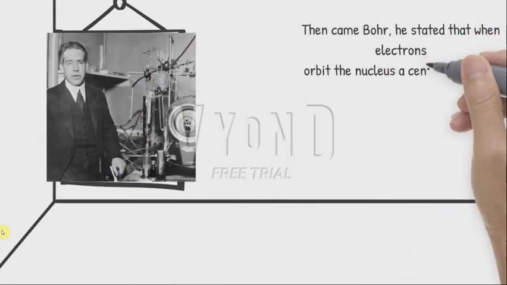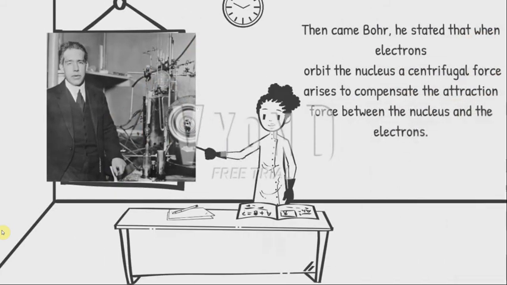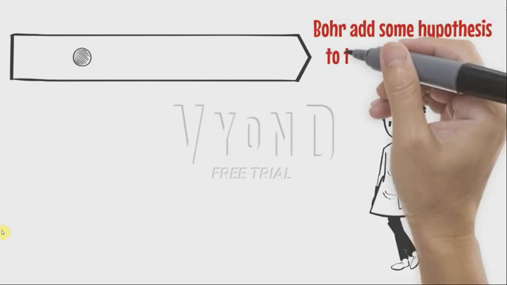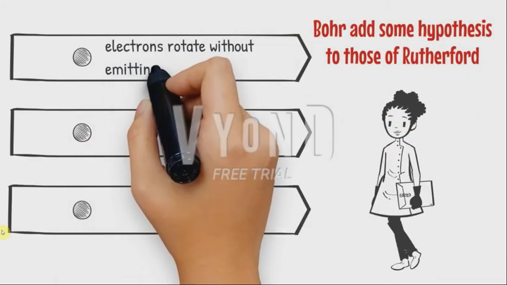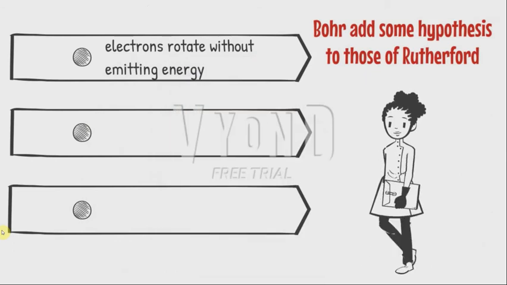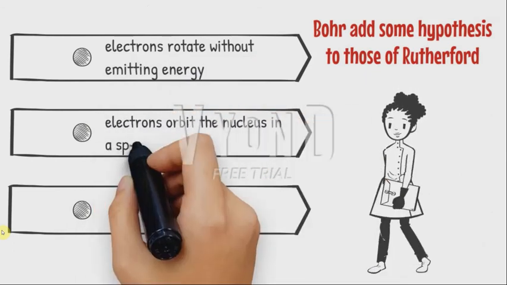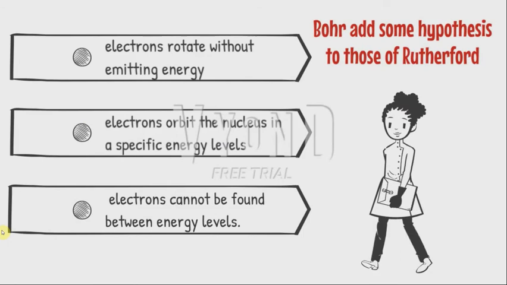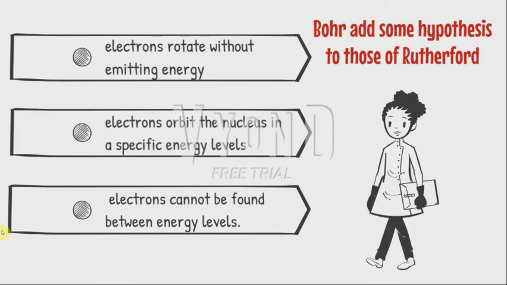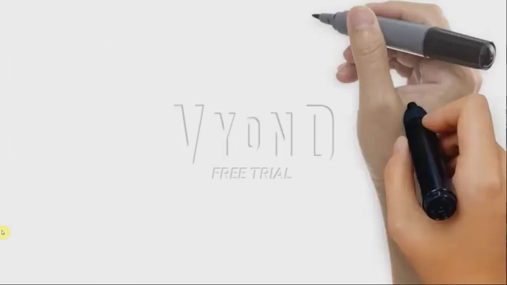Then came Bohr. He stated that when electrons orbit the nucleus, a centrifugal force arises to compensate the attraction force between the nucleus and the electrons. Bohr added some hypotheses to those of Rutherford. Electrons rotate around the nucleus with a very high speed without losing energy. Electrons orbit the nucleus in a specific energy level. Electrons cannot be found between these energy levels.